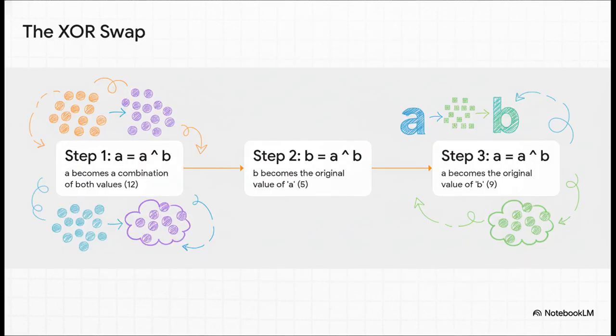Okay, let's walk through this. Let's say A is 5 and B is 9. Step 1, we XOR them together. The variable A now holds this new combined value of 12. It's like a temporary mix of both numbers. Now step 2, we XOR this new A with the original B. Because of how XOR works, it basically cancels out the B information, leaving B with the original value of A, which was 5. Magic. And for the final step, we XOR our mixed up A with the new value of B. This cancels out the original A part, leaving A with the original value of B, which was 9.